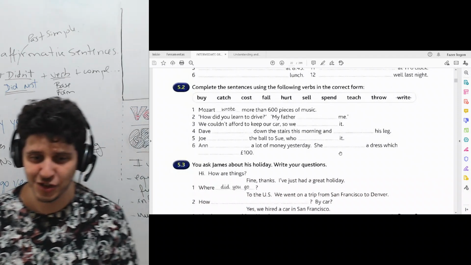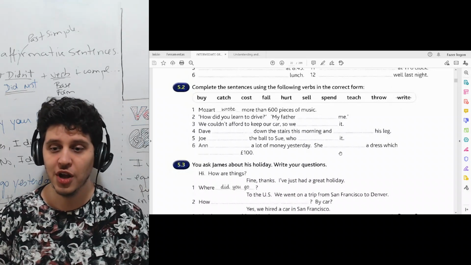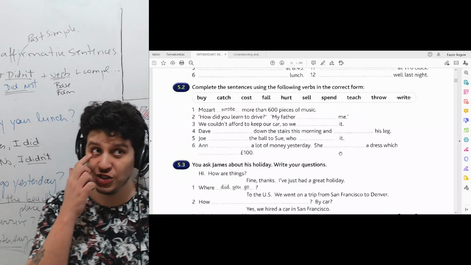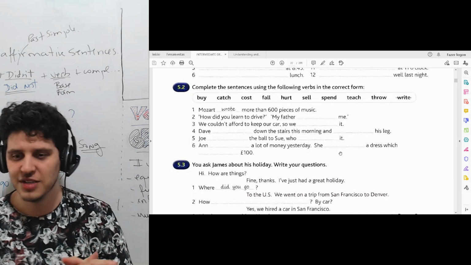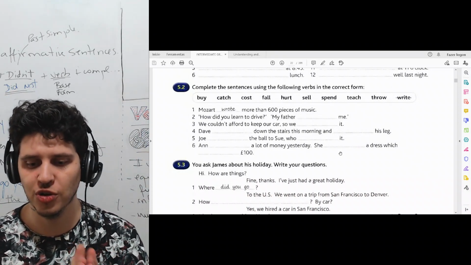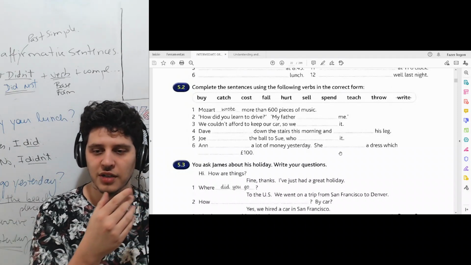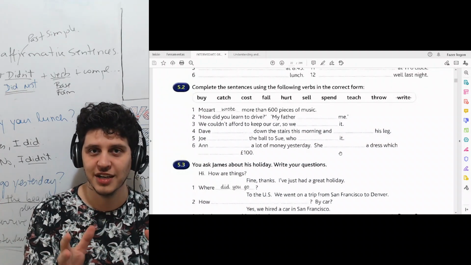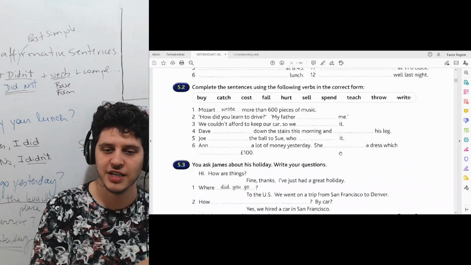Number 5, Joe da-da-da the ball to Sue. Who da-da-da? Okay, Joe threw the ball. You know the verb throw, the verb jogar, in the meaning of tacar. So, we are saying Joe jogou a bola para Sue, que pegou. So, Joe threw the ball to Sue, who caught it. Caught. Threw and caught. Joe threw the ball to Sue, who caught it.